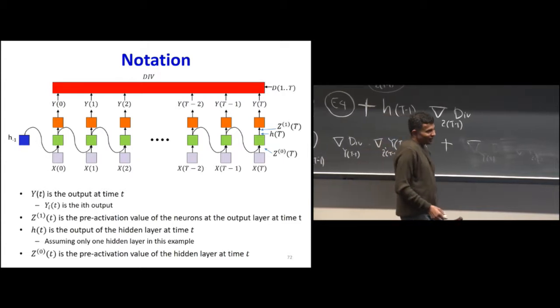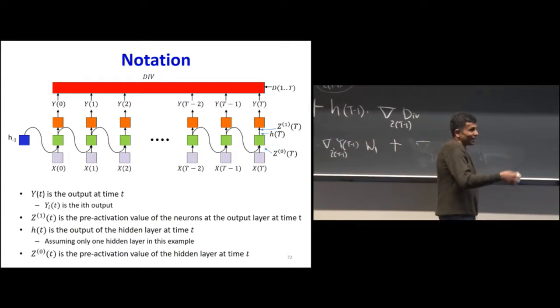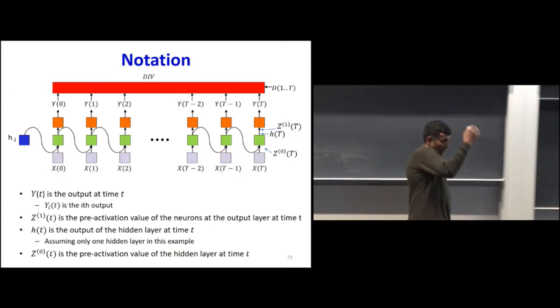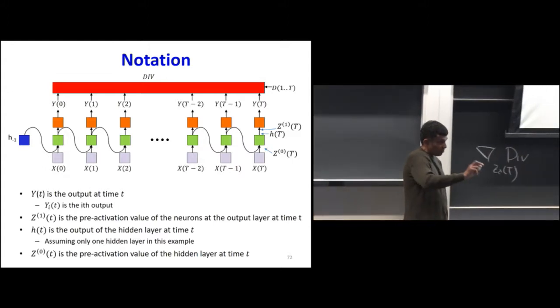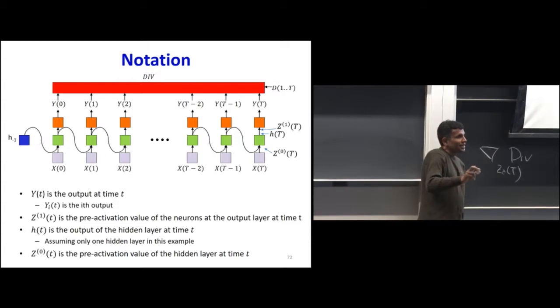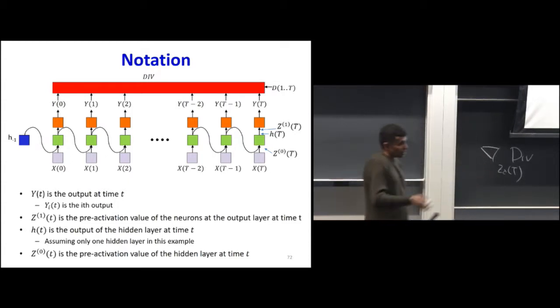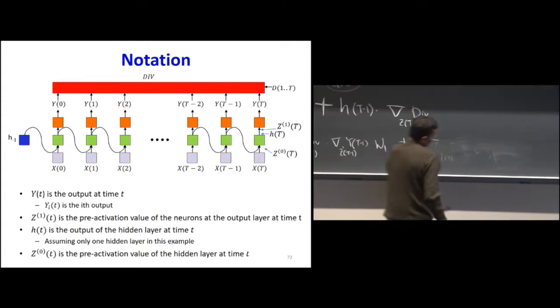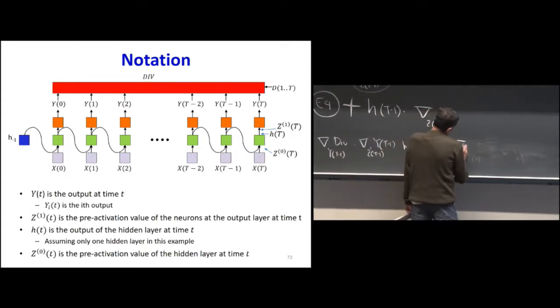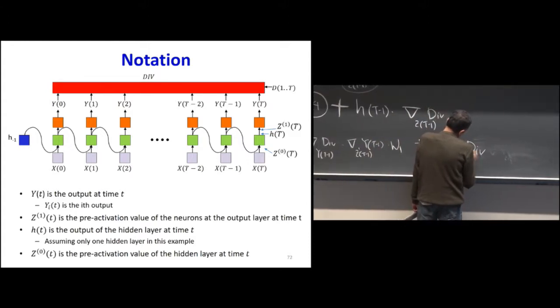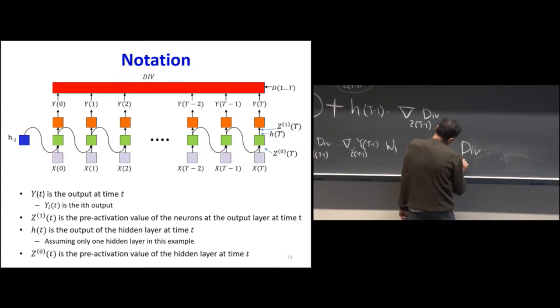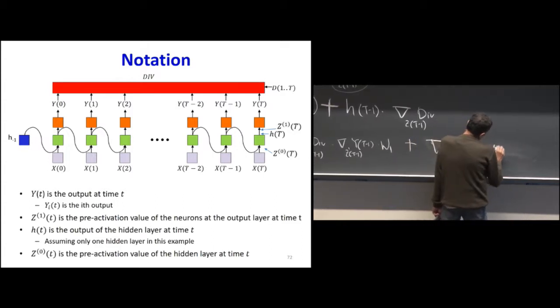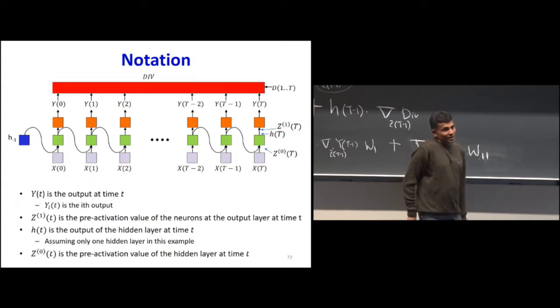Why think? You've got to be sure, right? As we go backwards in our notation, which side are we multiplying? We're post multiplying, correct? So what would it be? It's going to be the derivative of the divergence with respect to z0 of t times w11. And everybody see why this happened?